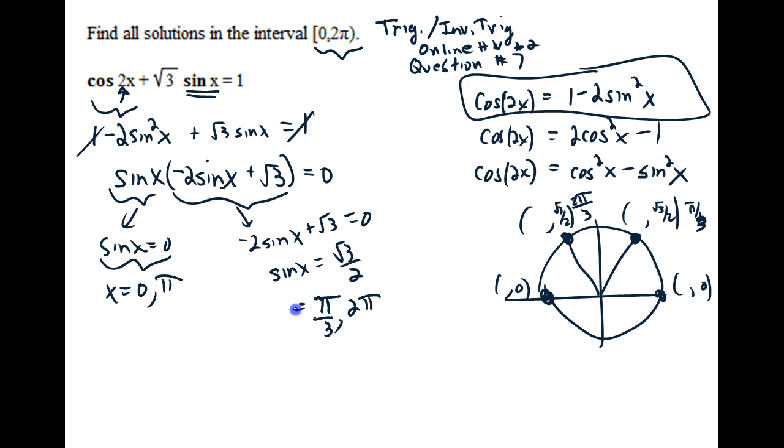And so you have to be careful with your algebra, factor out, and then you'll get all the answers. So in increasing order, we have x is equal to 0, pi over 3, 2 pi over 3, and pi.